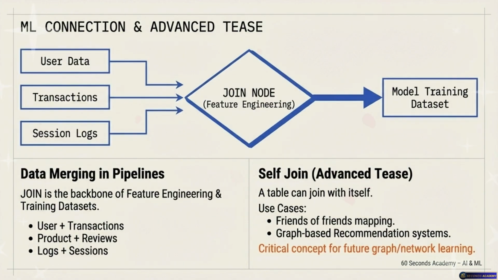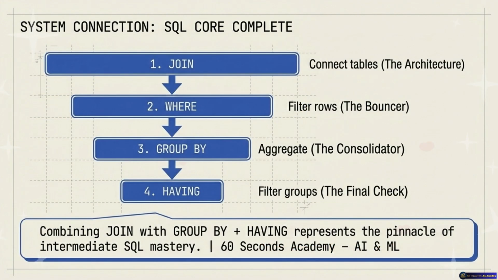You might have user demographic data in a PostgreSQL database, real-time transaction logs in a Kafka stream, and maybe historical product reviews sitting in an S3 bucket. You have to join them. So if we build a holistic view of the SQL architecture required to build that unified matrix, it looks like a sequential pipeline. It does.